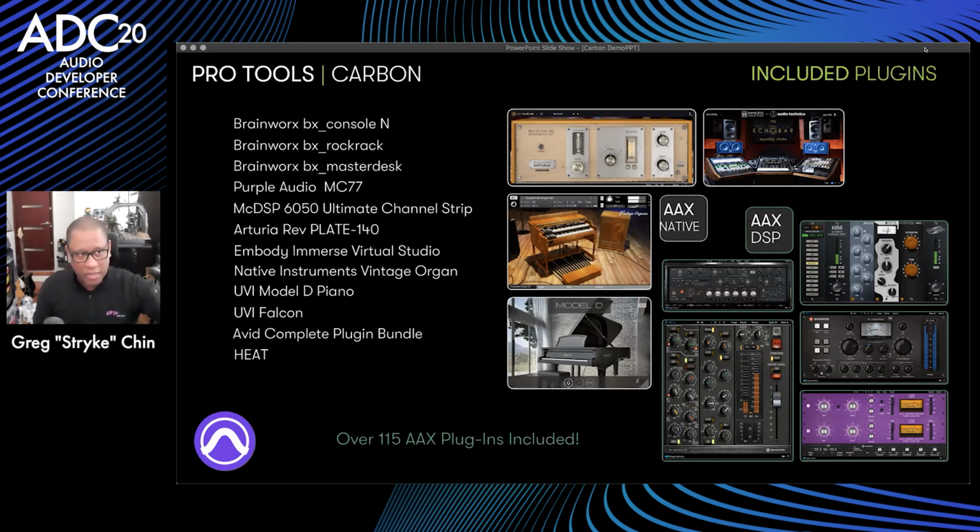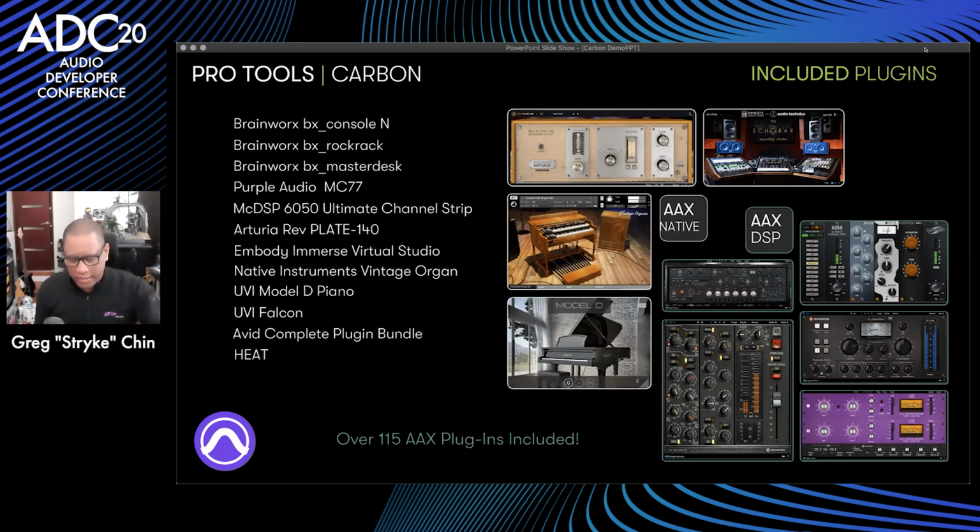So you're getting all of those plugins. And additionally, you're getting all of these other third-party plugins from Brainworks, McDSP, Arturia, and a company called Embody, which is a newer company to a lot of folks. They've created something called an Immerse Virtual Studio, which allows you to use headphones and a profile of your ear using HRTF to be able to monitor in different environments.